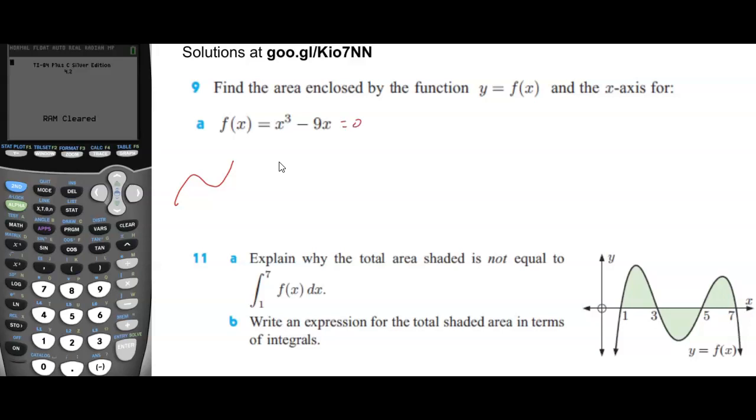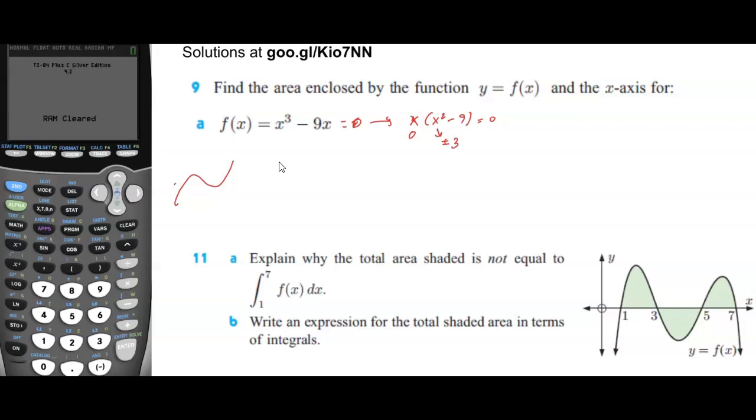We can find that by setting it equal to 0. Of course, we could do second calc 0 on the calculator, but this is not too bad. We can do this without the calculator. We can factor out a common factor of x, and then inside it would be x squared minus 9. When does that equal 0? It's equal to 0 when x equals 0 or when x equals plus or minus 3.